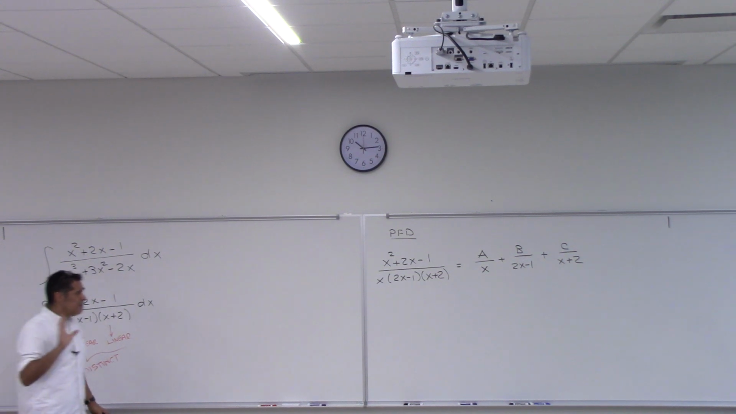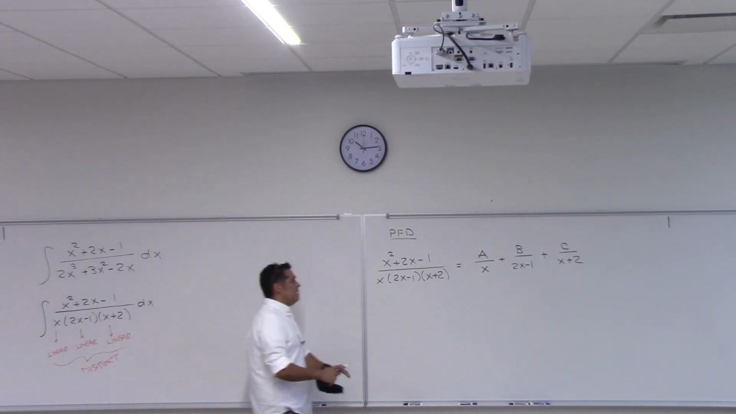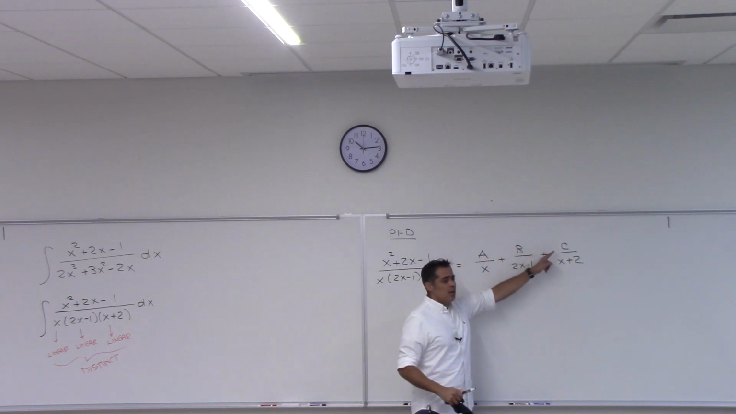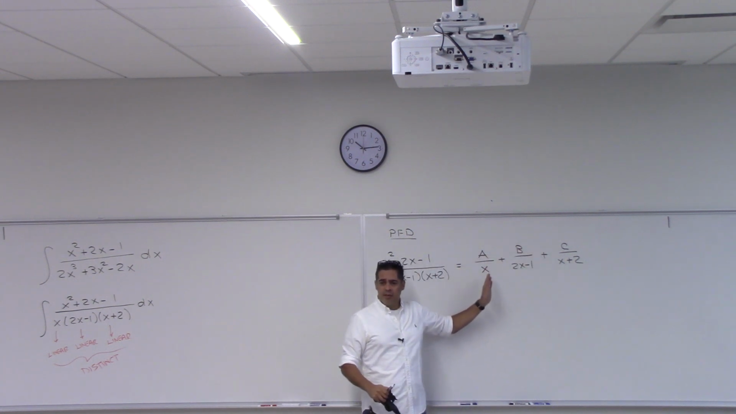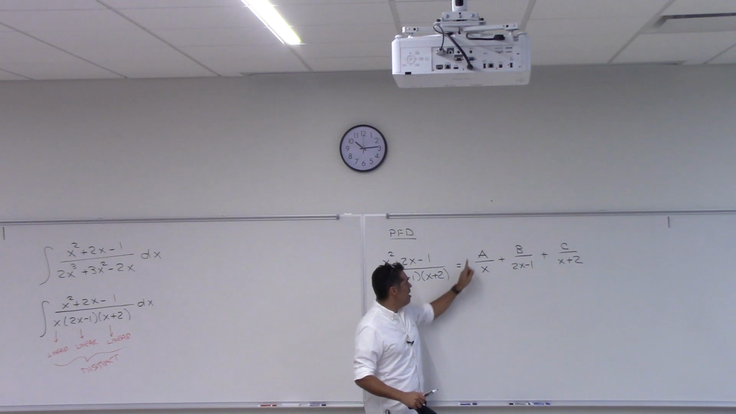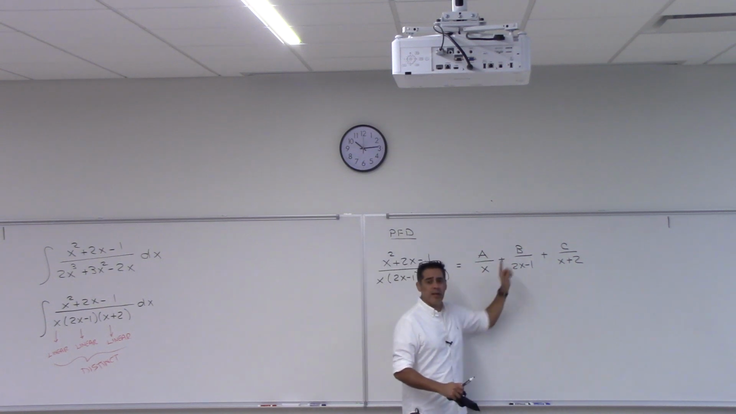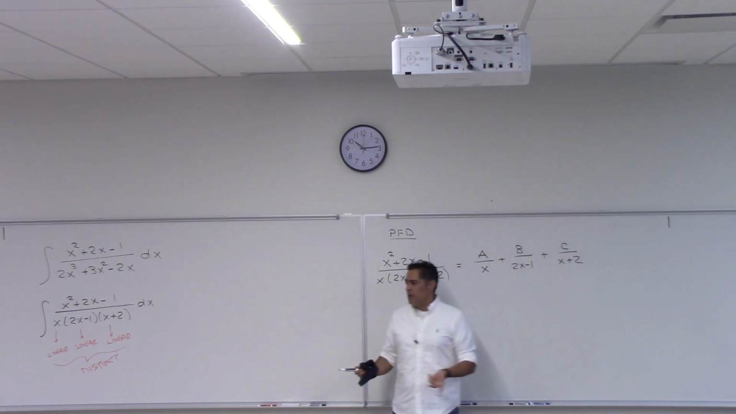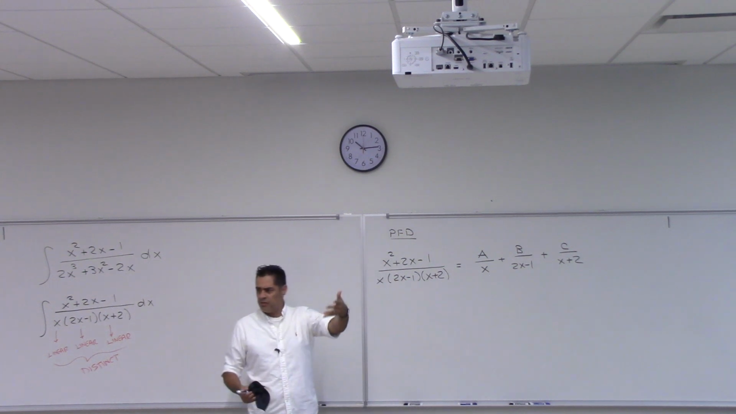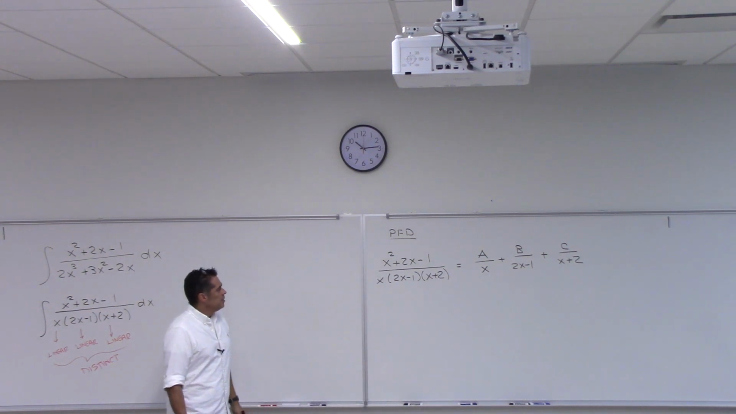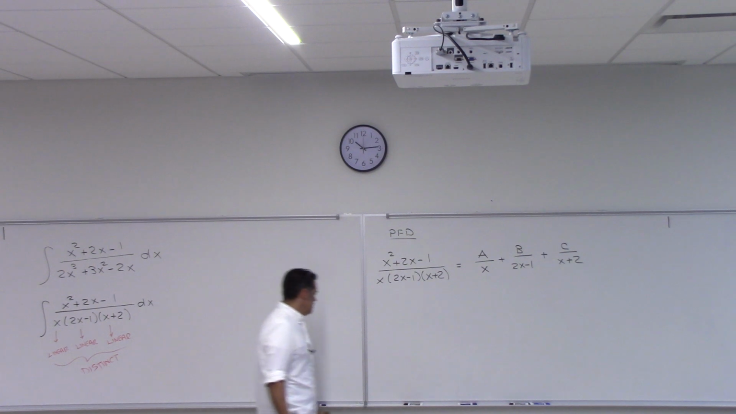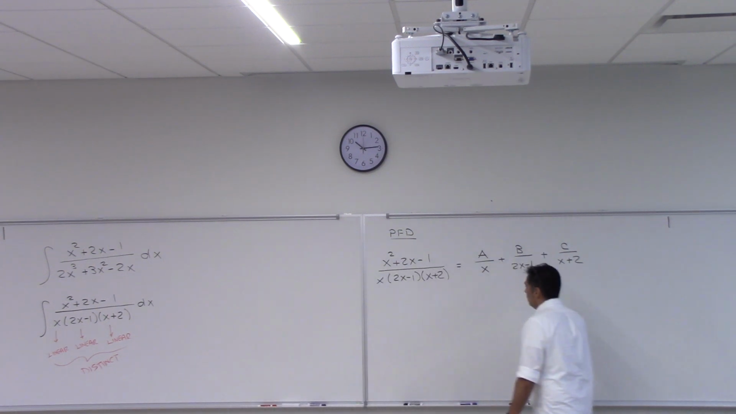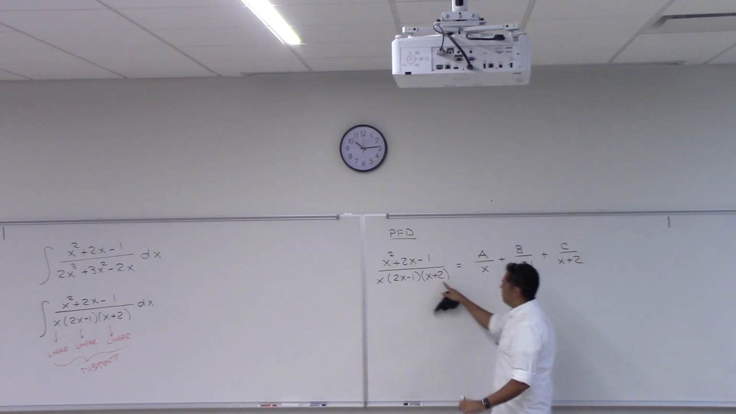And just imagine that if you knew what A, B, and C are, then it would be pretty easy to integrate this, wouldn't it? Because this would just be constant over linear, constant over linear, constant over linear, and those we know how to do from the previous parts of this section. So how do we find them? Well, do you all remember what we do? Multiply both sides by this.